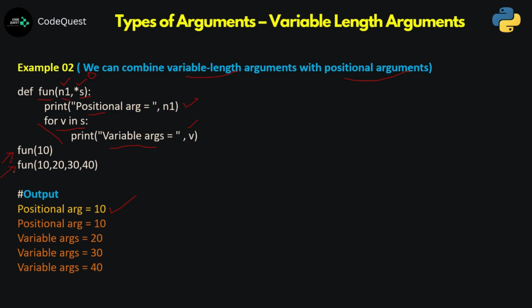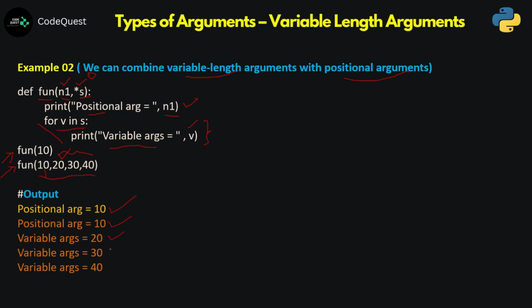Now for the second time, when I'm calling the same function, this time we have passed 4 arguments. Out of these 4 arguments, because the first one is a positional argument, this 10 will be taken by n1 and the remaining 3 will be taken by s in the form of a tuple. So when I'm printing the n1 value, the positional arg is 10, and by taking this for loop, we are able to traverse through this tuple, which is holding 3 items: 20, 30, 40. For the first time, v is going to take 20. As a result, I am going to get variable args followed by 20.